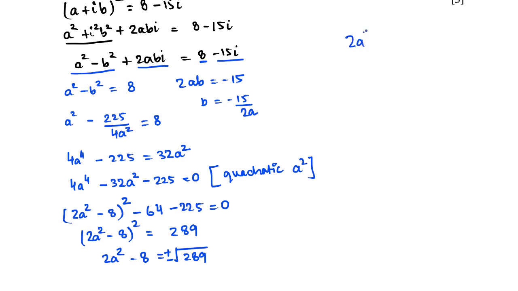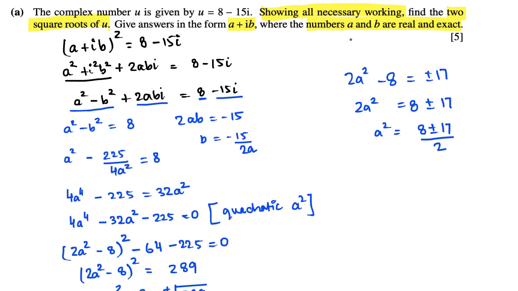Now 2a² − 8 equals plus or minus 17. Now 2a² equals 8 plus or minus 17. a² equals (8 plus or minus 17) by 2. Now we know a is a real number. It's already mentioned in the question that a is a real number.